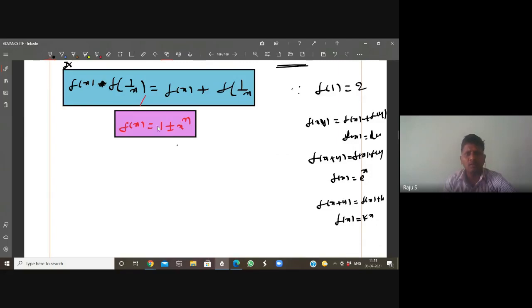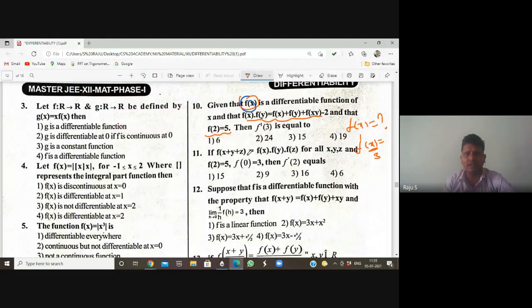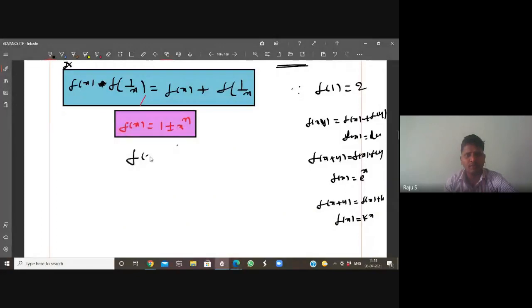Now I want to consider this. Clearly see, what is the n value? We want to find the n value. For that they gave one condition: f of 2 is equal to 5. Clearly they gave the condition f of 2 is equal to 5. Substitute here. f of 2 is equal to 1 plus, either you can take plus or minus, I want to take plus here, so nothing but 2 power n.